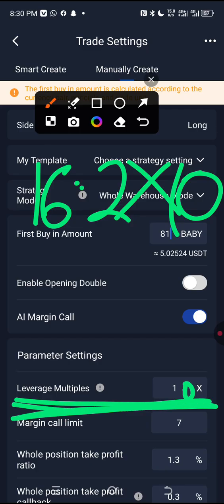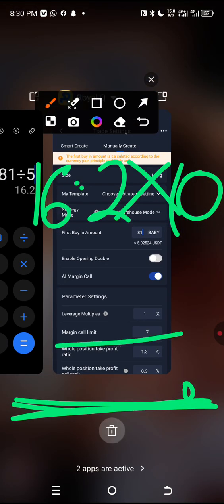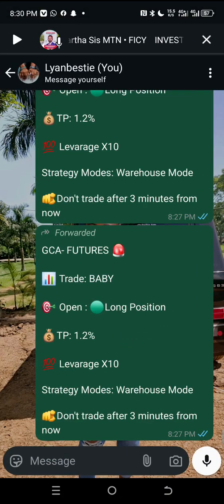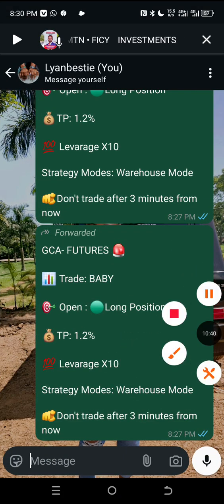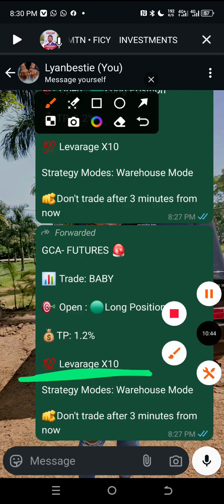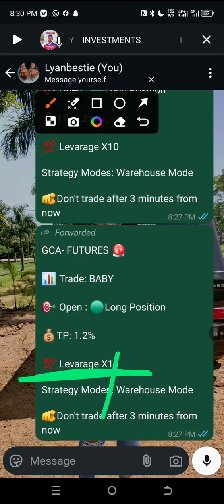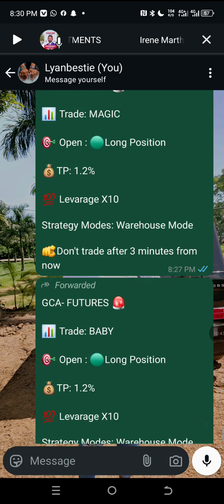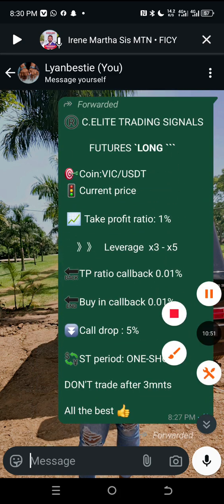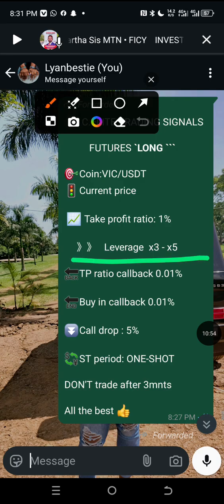Even on the signal, they told us 10. Though sometimes you can use 5, you can use 10, but here they told us leverage of 10. You see right here? Yeah, we are using a leverage of 10. Sometimes they tell you leverage of 5, 3, whatever leverage they have told you to use. Now, for example, on this signal here, they're telling us you can use 3 to 5. So you can tell me I'm using 4, but they told you 3 to 5.